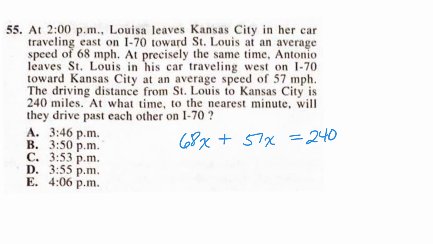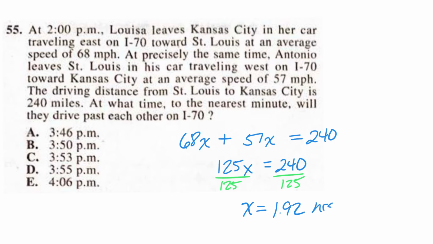Now, when we add up their rates, because we have a like term here, we get down to this. This is 125x equals 240. We're going to divide by 125 to see how much time they've traveled. And we're going to get a really weird number here because we have x equal to 1.92. Well, we're talking about hours.